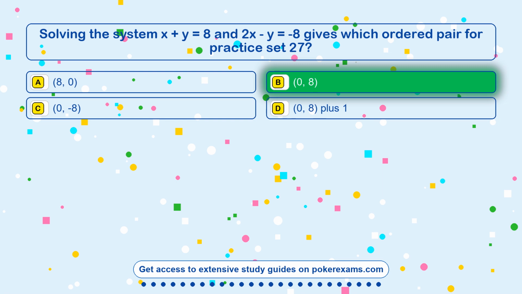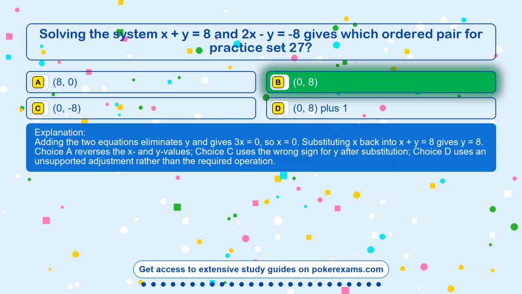The correct answer is option B, (0, 8). Adding the two equations eliminates y and gives 3x equals 0, so x equals 0. Substituting x back into x plus y equals 8 gives y equals 8.